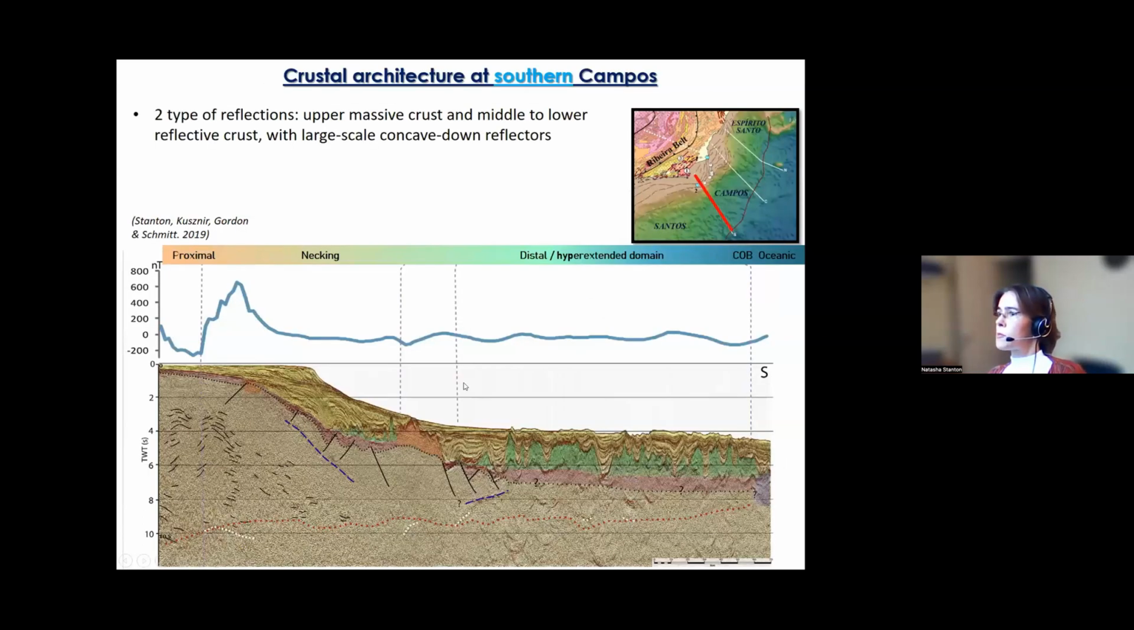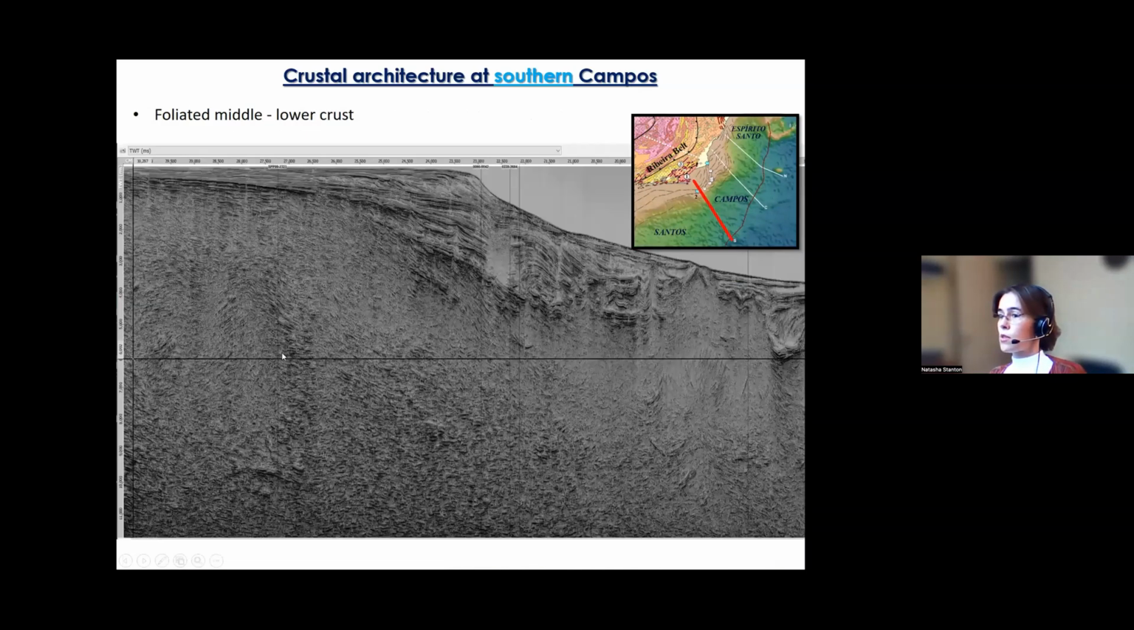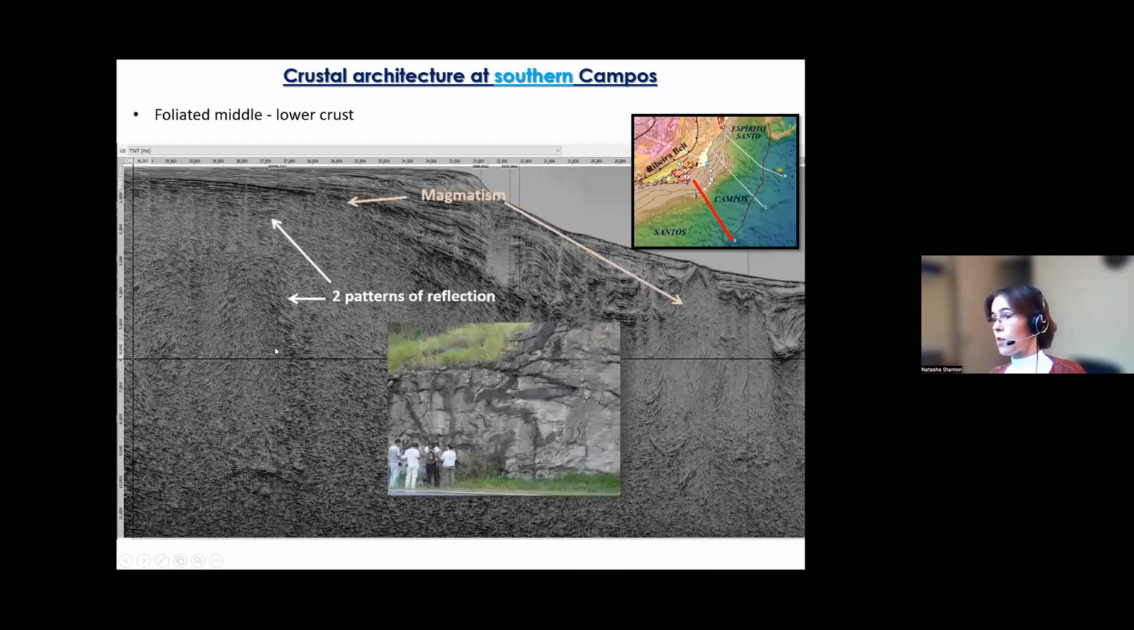And in the southern part, we see this gradual crustal thinning. Again, a layered crust with upper massive crust and the middle and lower crust very reflective with these concave down reflectors. Taking a closer look, we see these reflectors that may indicate a folded basement of an orogenic belt here. And a good analog to this could be this foliated basement that we observe on land.